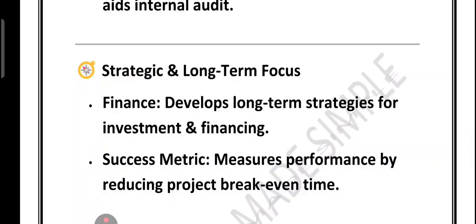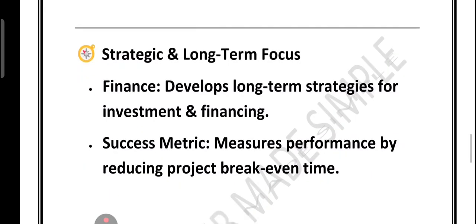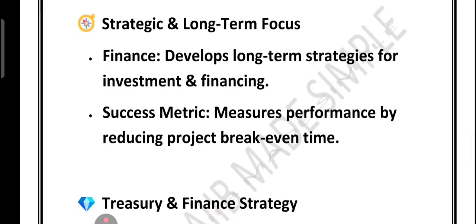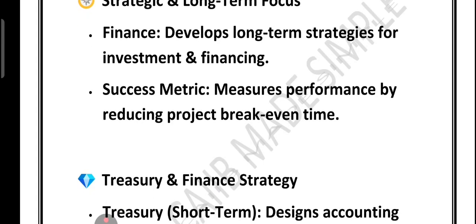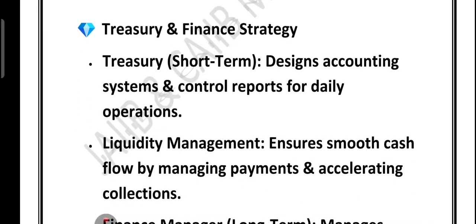On the strategic and long-term focus, finance develops long-term strategy for investment and financing. For success metrics, they measure performance by reducing the project break-even time and improving the return. So in short, finance plans and strategizes while treasury executes and monitors. Together they ensure that companies stay profitable, liquid and financially stable. Now, treasury and finance strategy.